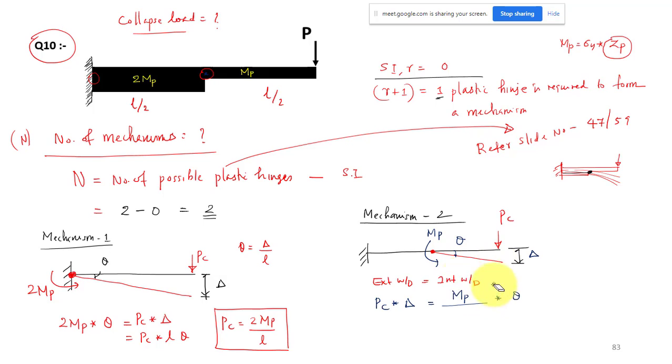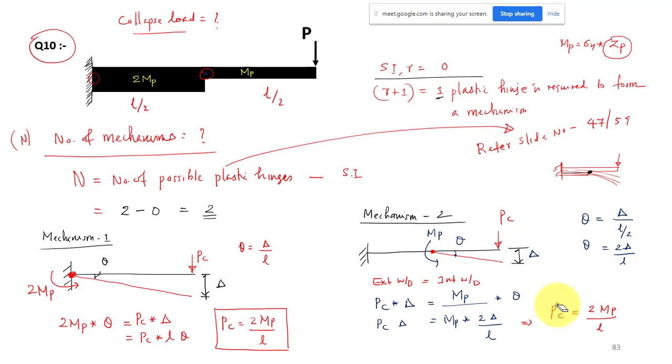Now we can again write the relation theta is equal to delta divided by what is this length? L by 2. So delta divided by L by 2, that is equal to 2 times delta by L. That is my theta. So I can write MB multiplied with theta, that is 2 delta by L, equals PC delta. So delta delta will get cancelled, and you will get PC is equal to 2 MB by L.